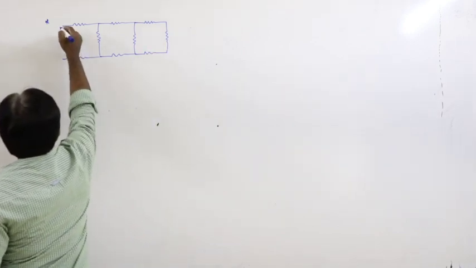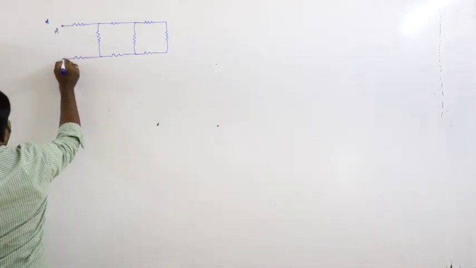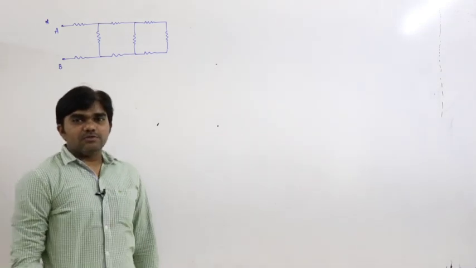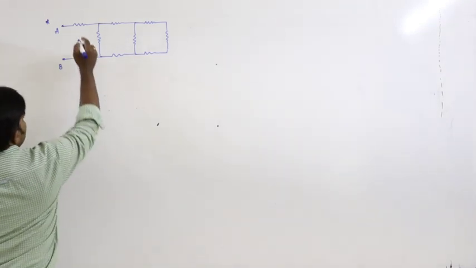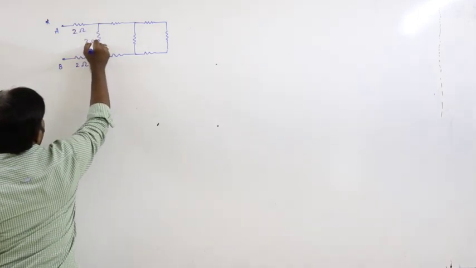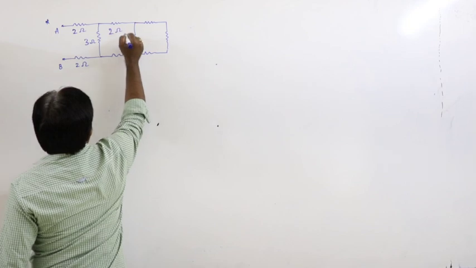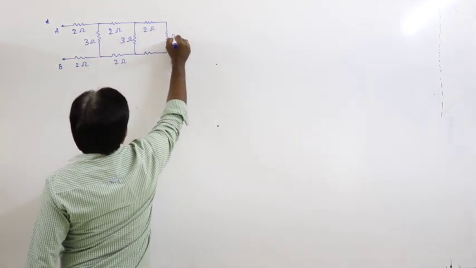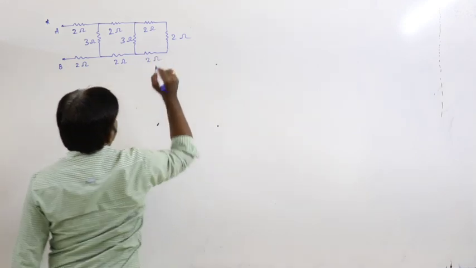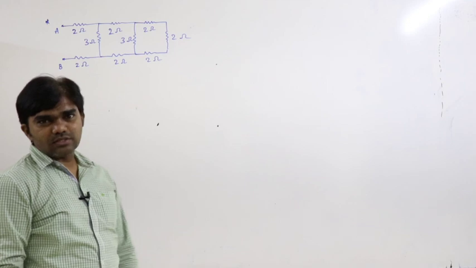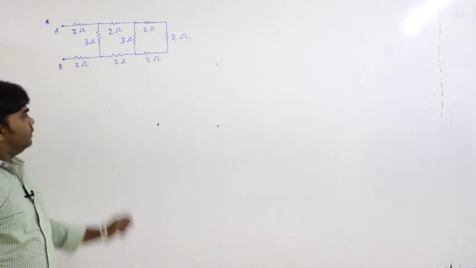Like this. So this is A and this is B. Find out the effective resistance between A and B. This is 2 ohms, 3 ohms, 2, 3, 2. This is 2 and this is 2 and this is 2. So this is the question. Find the effective resistance between A and B.